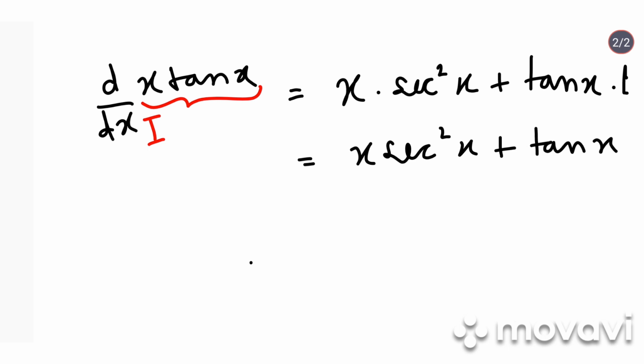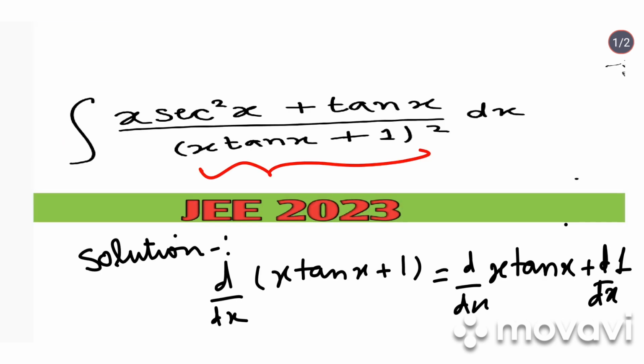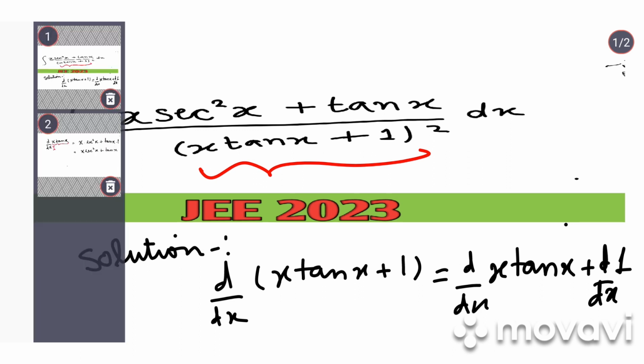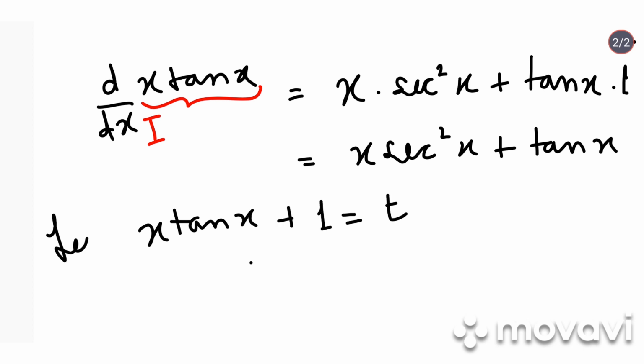So now please notice the question. In the question, x sec square x plus tan x is given in the numerator. So the numerator is the differentiation of the denominator. So we will substitute the denominator value as t. Let x tan x plus 1 equal to t, equation 1.